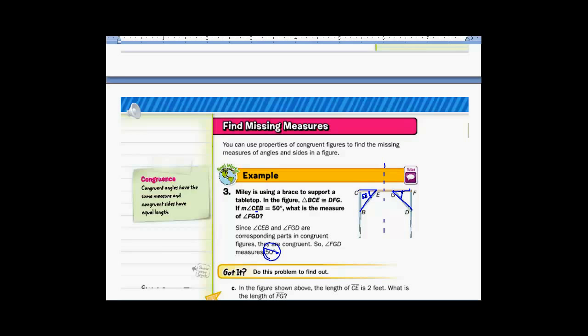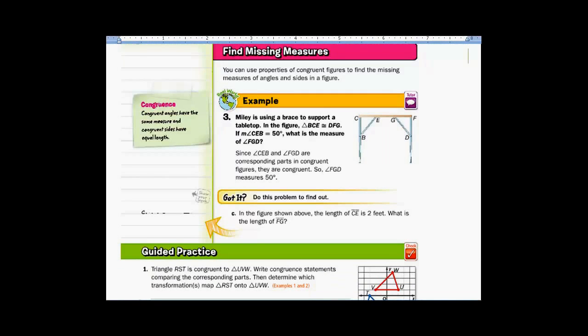That's what we got. Okay, I want you to try one. Try C. Pause it and try it using the same figure above. All right, if segment CE or side CE, this is 2 feet. This side right here, CE, is 2 feet. What is the length of side FG? Again, they're putting correspond. C corresponds to F, E corresponds to G. So CE is FG. If this is 2, then that has to be 2. 2 feet would be our answer.